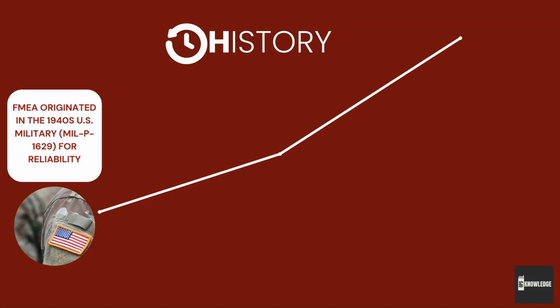Let's go to the next slide and understand about the history of FMEA, how FMEA started. In the 1940s, the US military used a document named MIL P1629, which they used for the reliability of airplanes, tanks, and all the equipment that they were using. So this was the initial document that we could say was the initial time of FMEA.